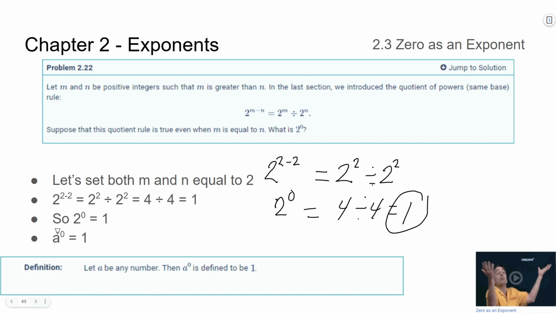And really, that works with everything. So a to the 0, so anything we raise to the 0 power is going to be 1.